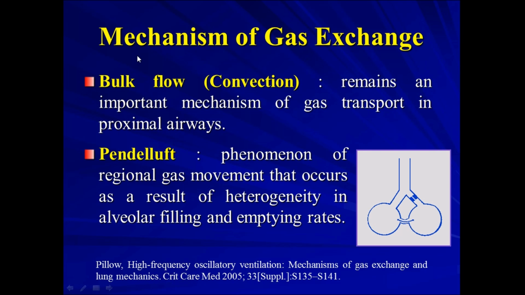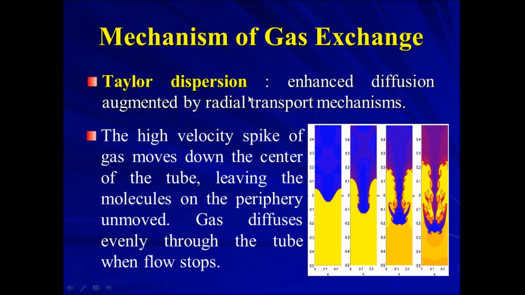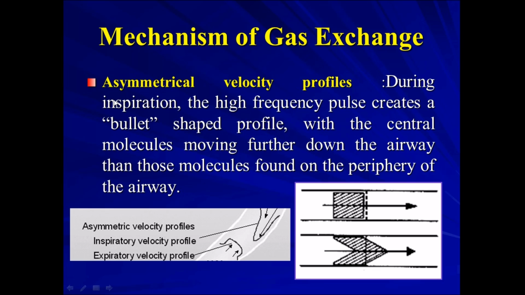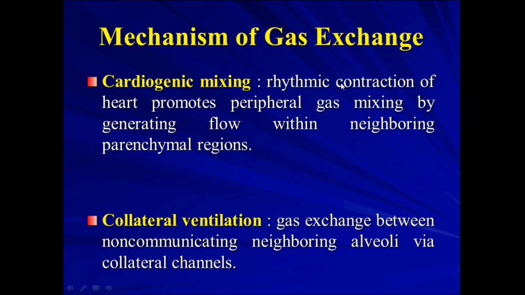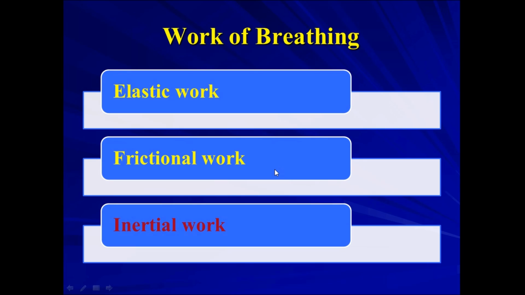So I will go through these mechanisms quickly. If you are interested, you can follow this review. It's a very nice review, 2005, in Critical Care Medicine, about the mechanisms of gas exchange and lung mechanics during high frequency ventilation. We have the bulk flow, which is convection, like conventional mechanical ventilation, for the proximal airways. We have the Pendelluft effect. We have Taylor dispersion. We have asymmetrical velocity profile and cardiogenic mixing, collateral ventilation. All are different mechanisms for gas exchange during high frequency.